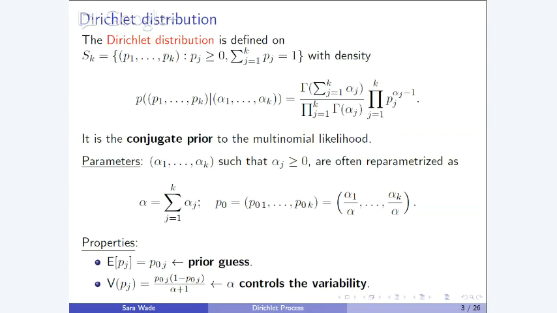And if we look at the variability of pj, it's given by this formula here. So we can interpret alpha as our precision parameter. It controls the variability. In particular, as alpha goes to infinity, we see that the variance goes to 0 and we converge to our prior guess.